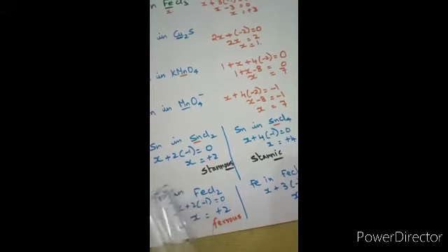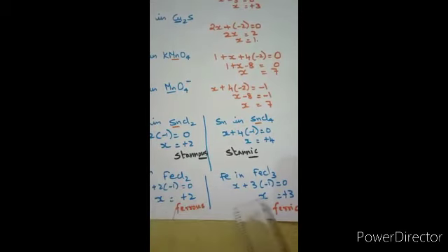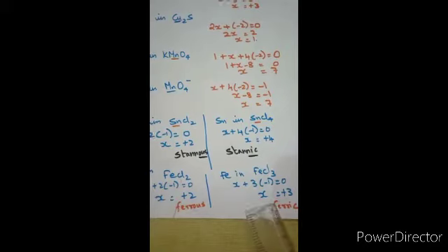Calculate the oxidation number of iron, ferrum, in FeCl2 and FeCl3. Here it is plus 2 and here it is plus 3. The lower one is ferrous and the higher one is ferric.